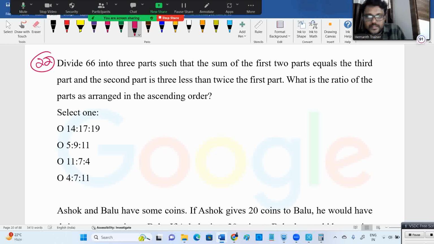66 is divided into 3 parts. The sum of the first two parts equals the third part, and the second part is 3 less than twice the first part. What is the ratio of this? First of all, that summation should be divisible by 66. They gave 3 parts, A, B, C, let us say. The sum of the first two parts is equal to the third part, and the second part is 3 less than twice the first part.